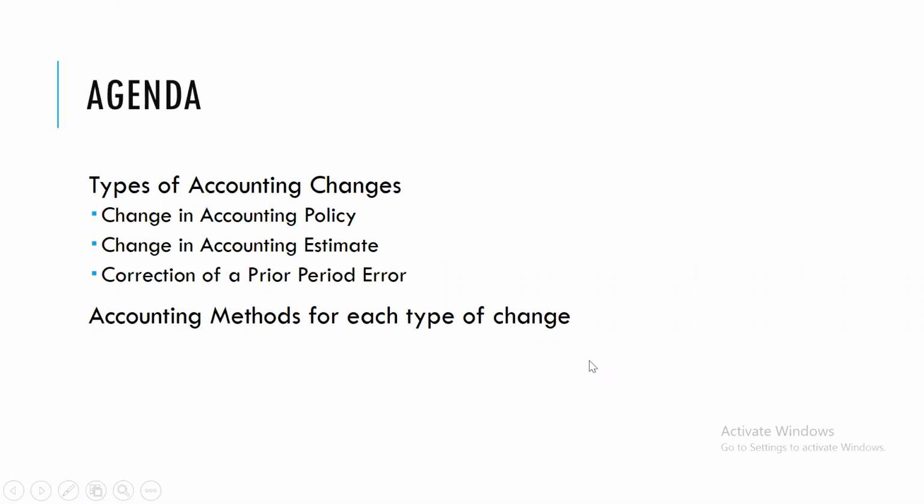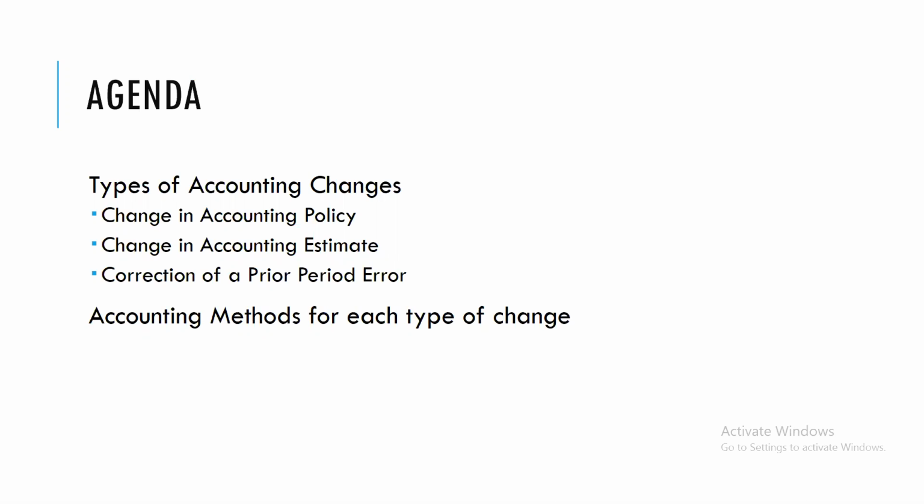So what we're going to do is go through each of the types of accounting changes. This is after you've done your financial statements for the year, and then next year you decide to change something. You decide to change the way that you are doing your accounting policy, maybe you change an accounting estimate, or you correct a prior period error. So you found out that there was an error in a prior period and you want to correct that.